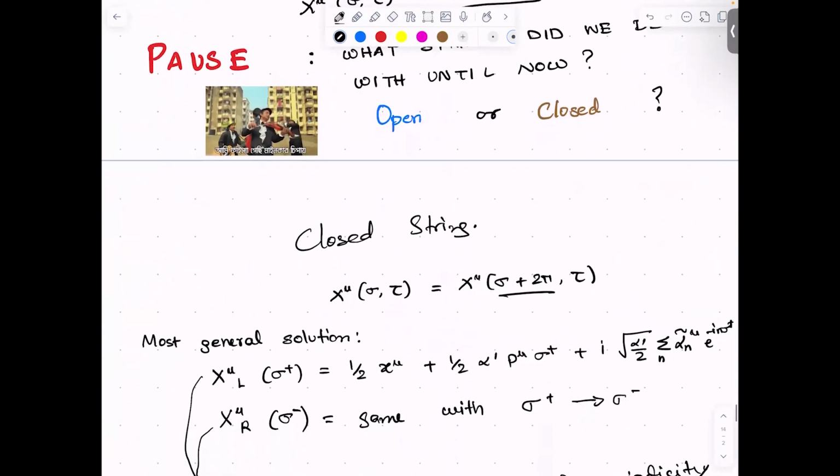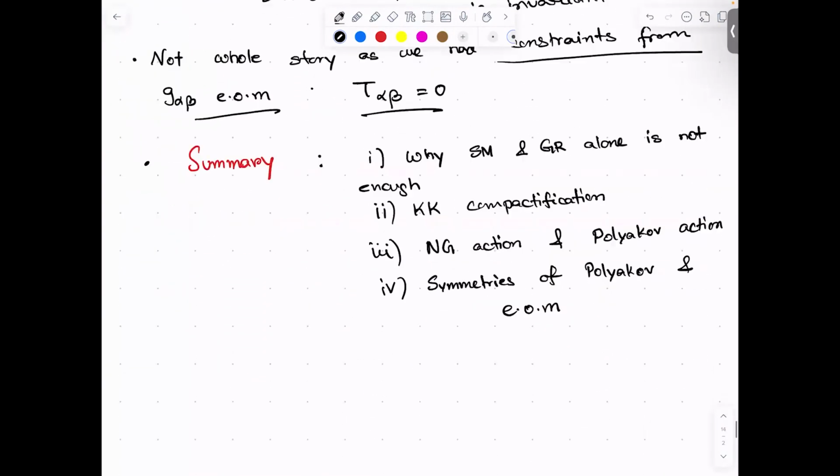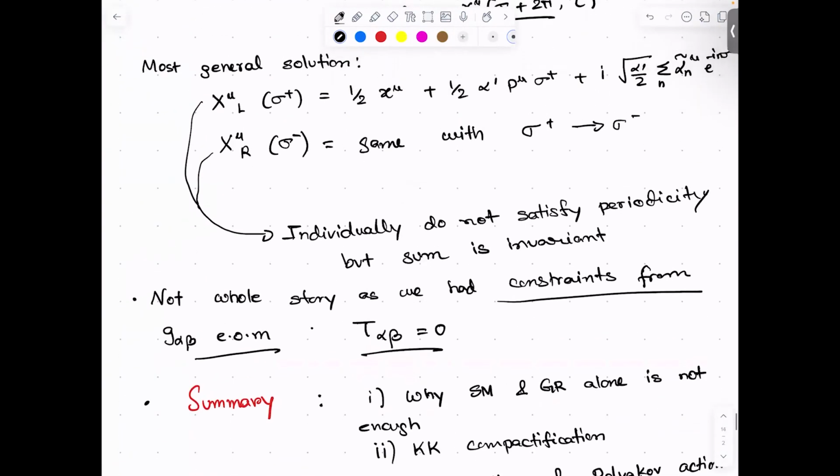As pointed out last time by three of you, what could be the options for strings? It can be closed or it can be open. Open means it's stuck at something, maybe this wall, and closed means it comes back to the same point. Imposing these boundary conditions, and then we ended our discussion.